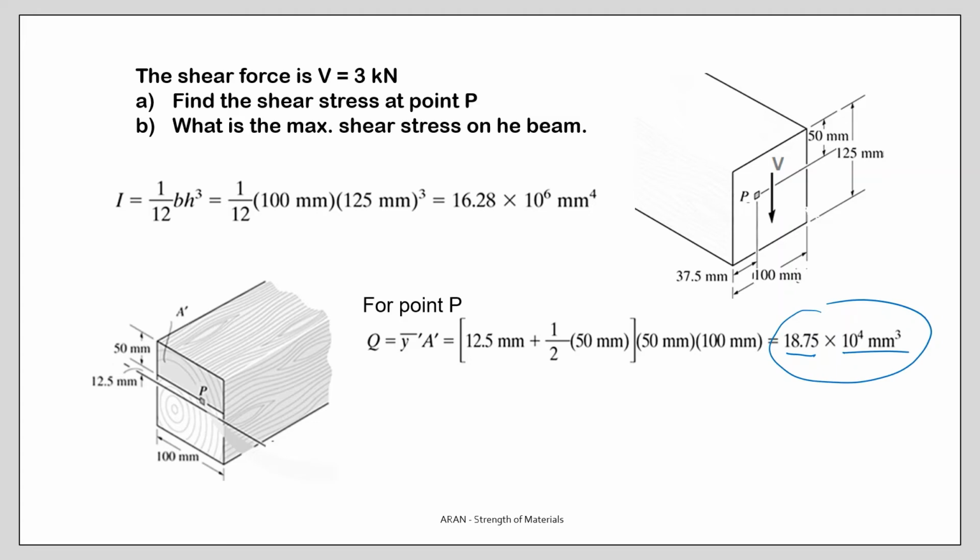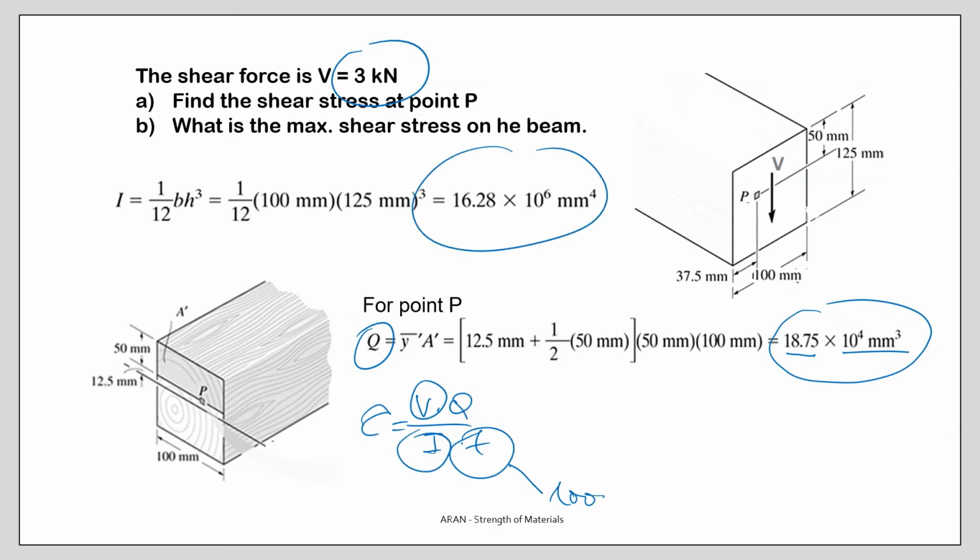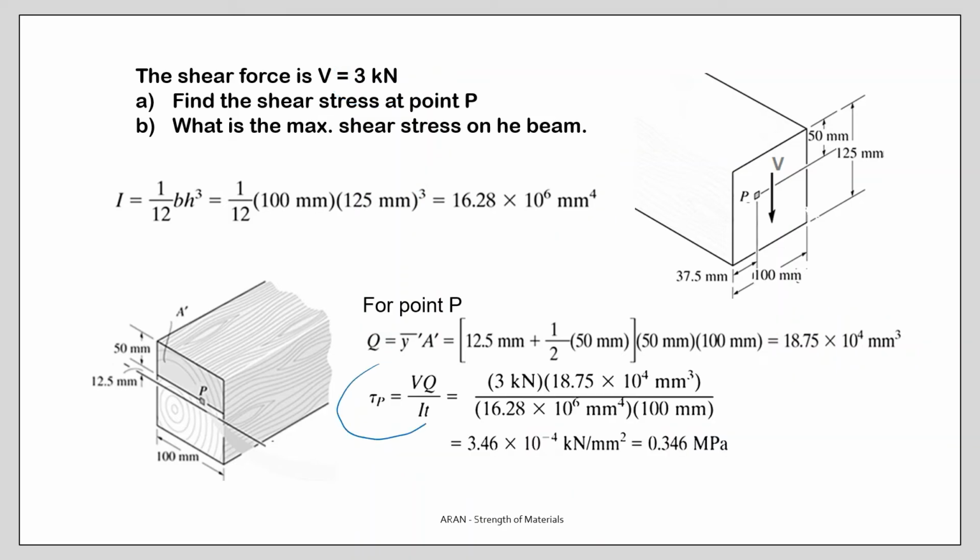Okay, now I have my Q. You know the formula is V times Q over I times T. T, the thickness, is 100. V is given as 3 kilonewtons. Q we have determined, the I value we have also determined. Let's put the values together, and the calculation gives me the shear stress in point P, and your result will be 0.346 megapascals.